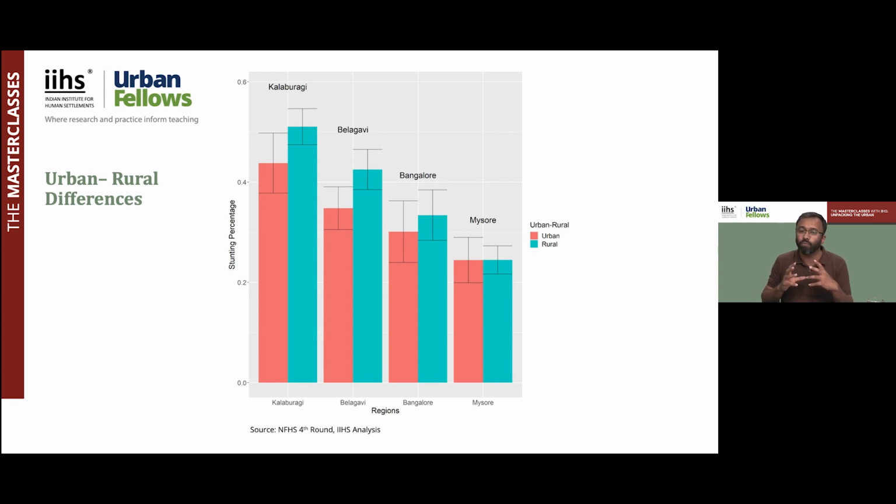So we are now able to make these statements about what is the difference in urban and rural in a relatively small geography, even below state level, from these national scale data sets.